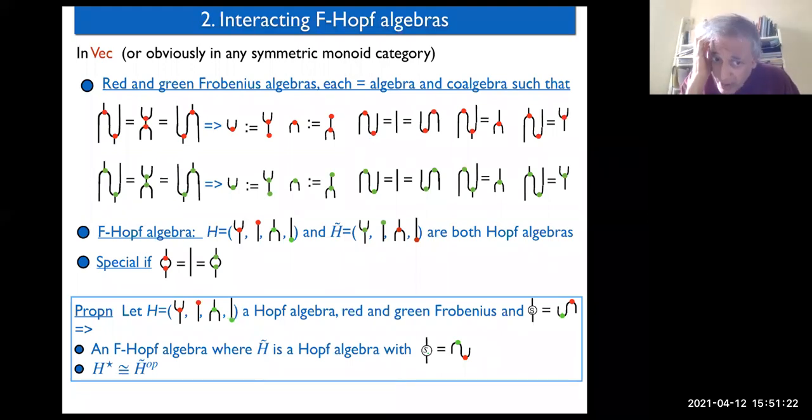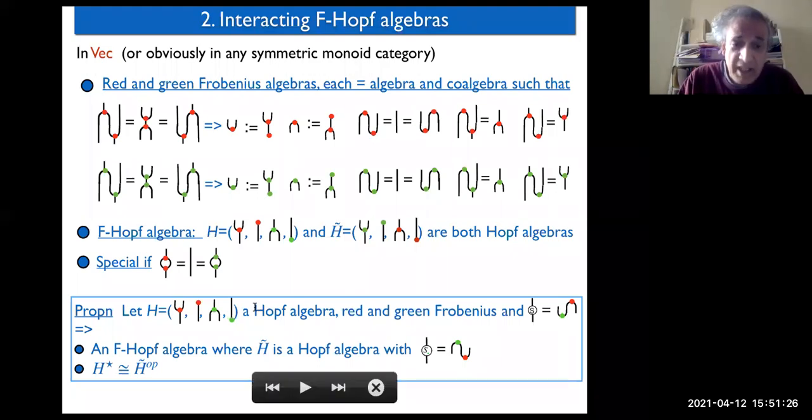And what you can ask, and this is something that Ross did, in some generality, in one of his papers, is for the two to be the two. Suppose that these two fit together to form a Hopf algebra, the red product and the green co-product, and at the same time, the other way around also fits together to form a Hopf algebra. Then we'll call that a Frobenius-Hopf algebra, or F Hopf algebra for short. And we're also interested in the special case.